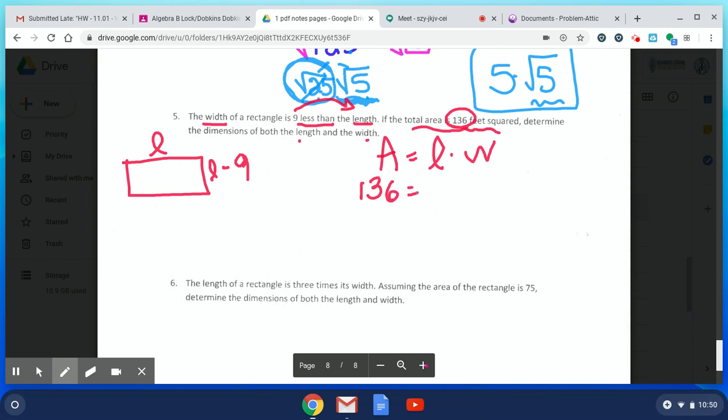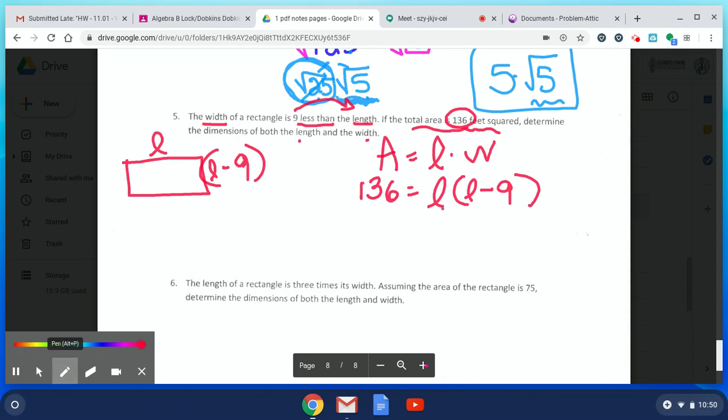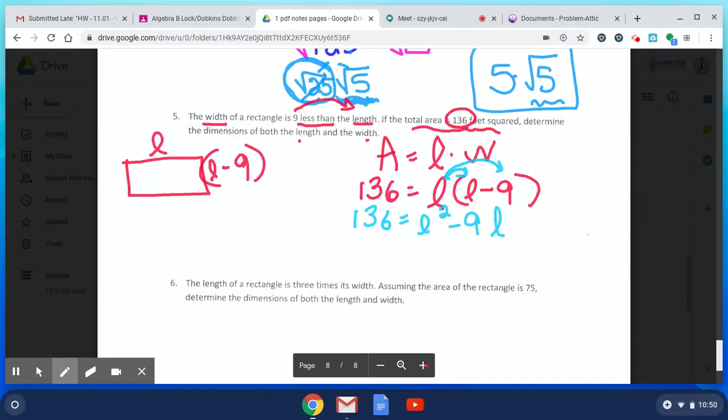So 136 equals the length times this expression that we're representing using the width. So length minus 9. So with that case, the length times the width, we have to distribute on the right-hand side of our equation, L times L and L times 9. So we have 136 equals L squared minus 9L.